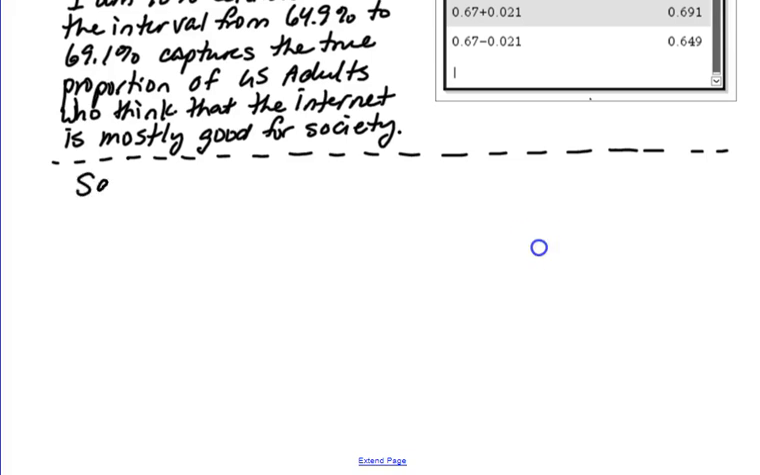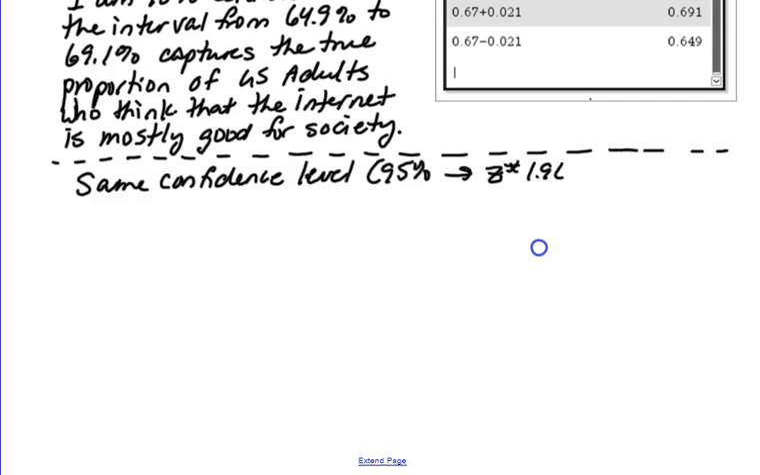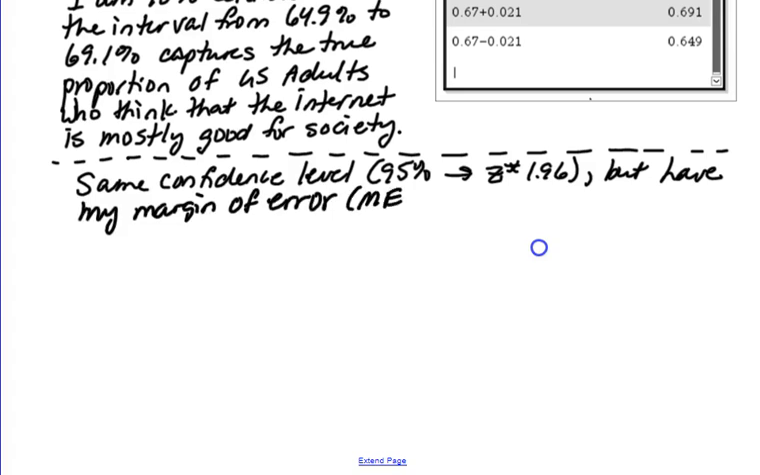So if I want to keep the same confidence level, 95%, so my z critical value is still 1.96, but have my margin of error, and often that's abbreviated ME, so if you see capital ME, that means margin of error, equal to 0.01, what sample size should I use?